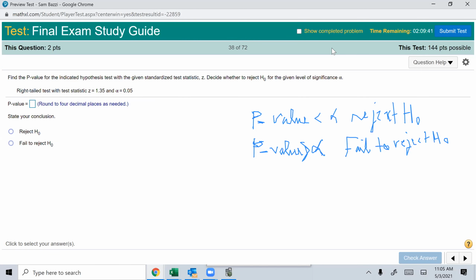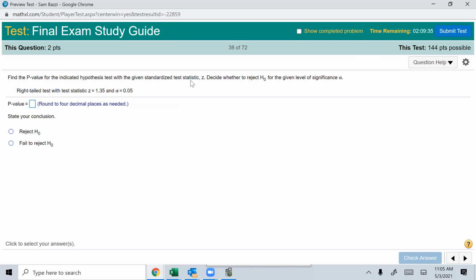Find the p-value for the indicated hypothesis test with the given test statistic Z. Decide whether to reject H0 given alpha. Okay, right tail test. If you have a right tail test, the p-value is the area to the right of Z. So if you want to find it by itself without running a hypothesis test, guys, you just do a normal CDF to the right of Z. You don't need to do that when you do a hypothesis test, which is coming soon. But this is a separate question.